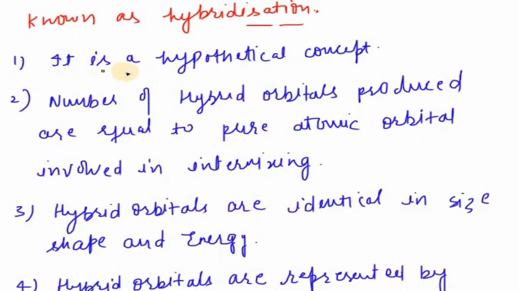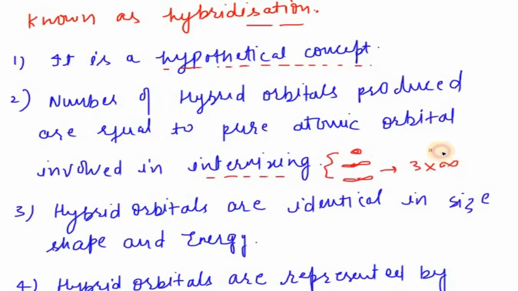So hybridization is first of all a hypothetical concept. It explains almost all the properties of the compound, and that's why we use it. The number of hybrid orbitals produced equals the number of pure atomic orbitals involved in the intermixing. So if we mix 3 orbitals, we will get 3 hybrid orbitals.